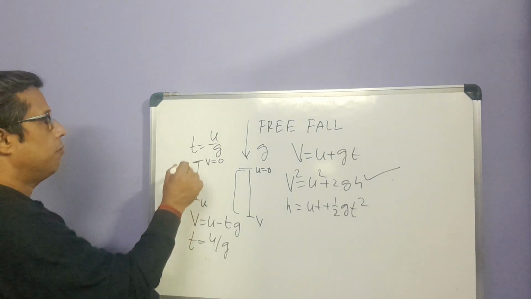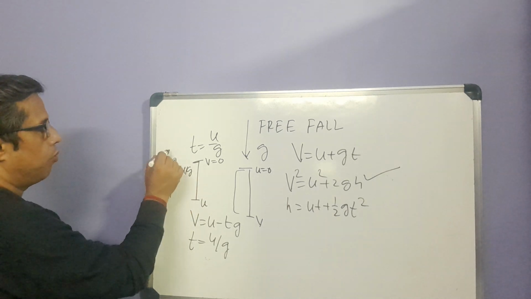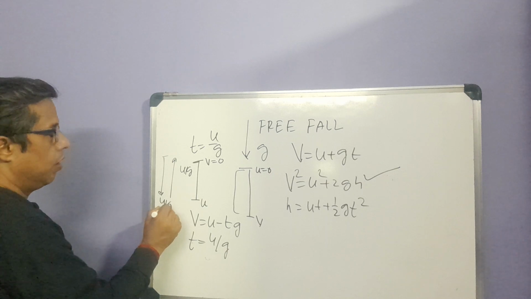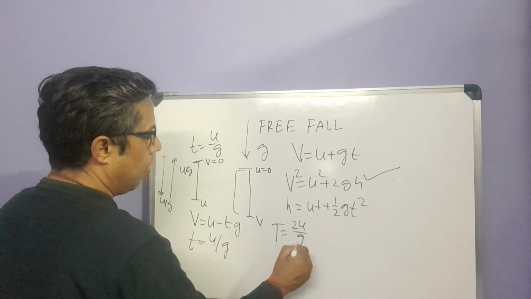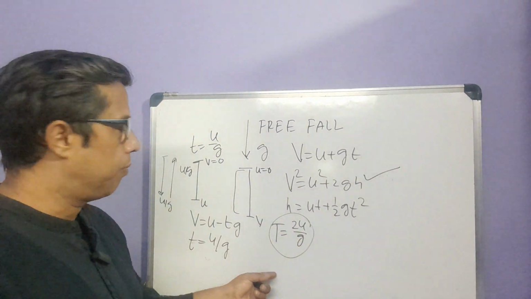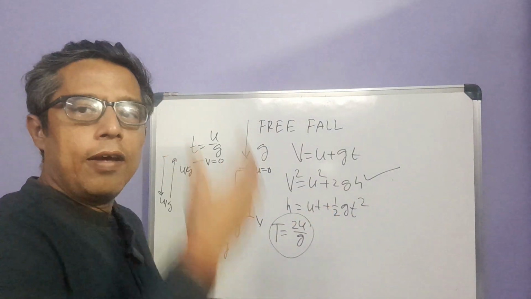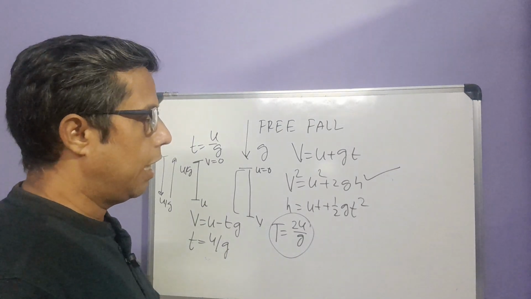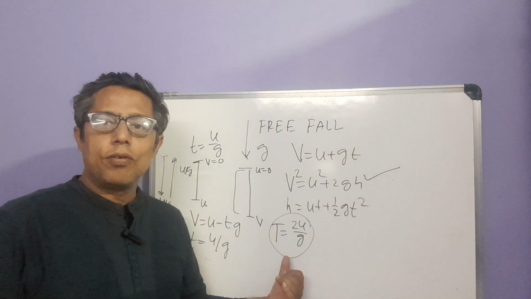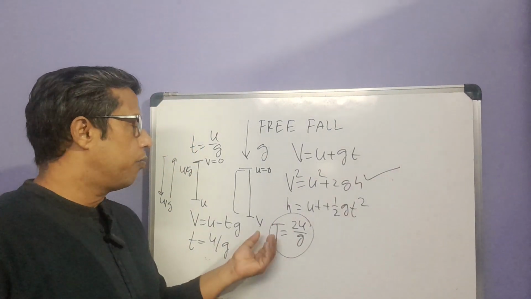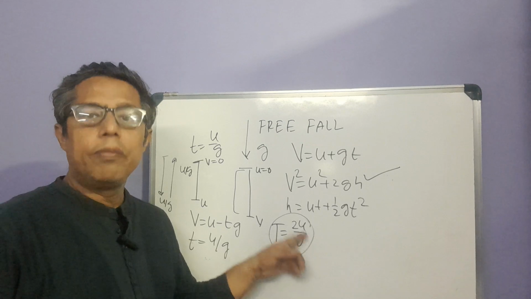With the same time, it will come down. u by g for the first half, and for the second half, again from the top height to the ground, u by g. So the total time of flight will be T is equal to 2u by g for vertical motion. Total time of flight means I am throwing something upward, like a ball, standing on the ground, and I catch it again in my hand. So the total time of flight will be 2u by g. Time of flight means how much time it will be in the sky. It depends on the initial velocity you give to the ball.